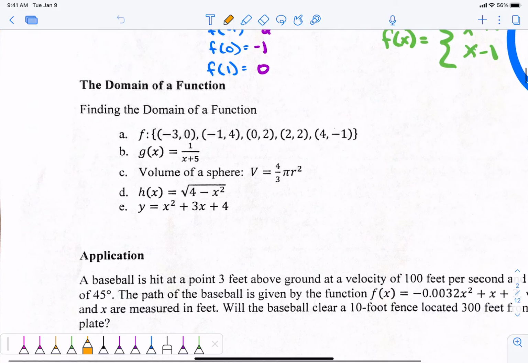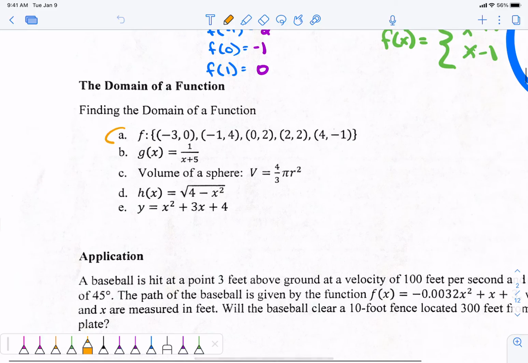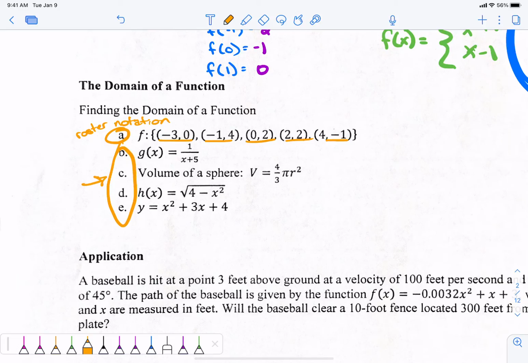They have different kinds of functions here ready to go for us, and a couple different things. This first one is just listing ordered pairs. This is in roster notation, because it is just listing out the ordered pairs. But the rest of them are all functions, so we have equations that we're dealing with finding domains of.